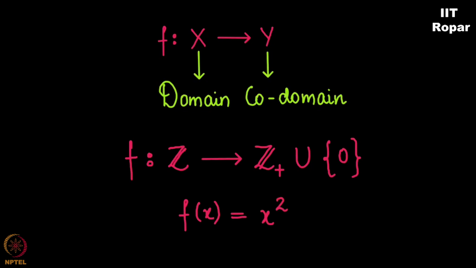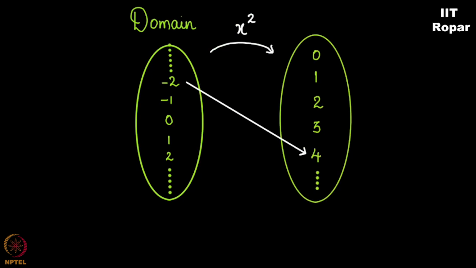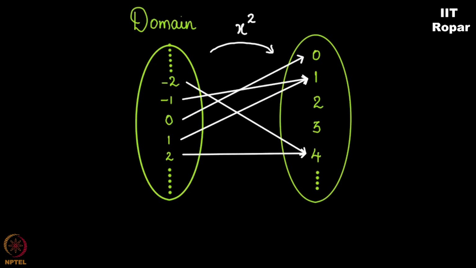So my domain here is going to be the whole of Z, which includes positive and negative integers. Let me write that down. 0, minus 1, minus 2, and so on. 0, plus 1, plus 2, and so on. Alright? And then I am defining a function f which takes all these elements to its square: minus 2 goes to 4, minus 1 goes to 1, 0 goes to 0, plus 1 goes to 1, plus 2 goes to 4, and so on. Correct? The function is f of x is equal to x square.